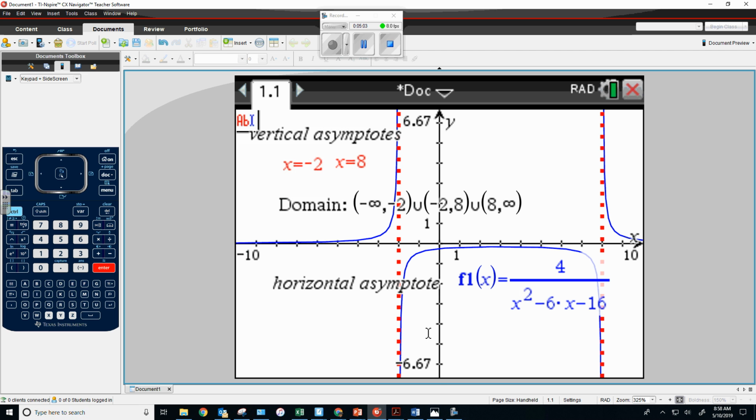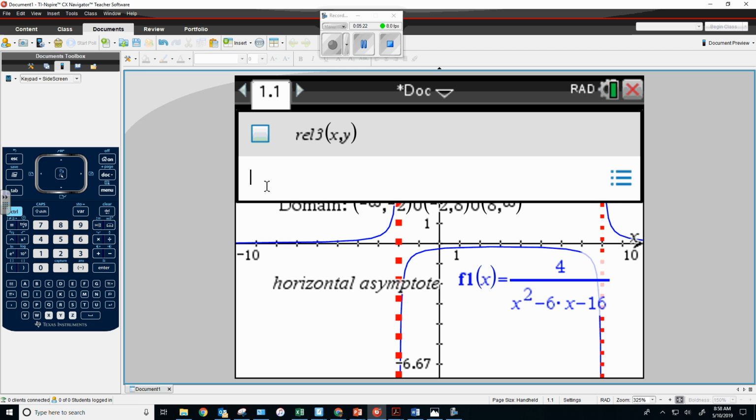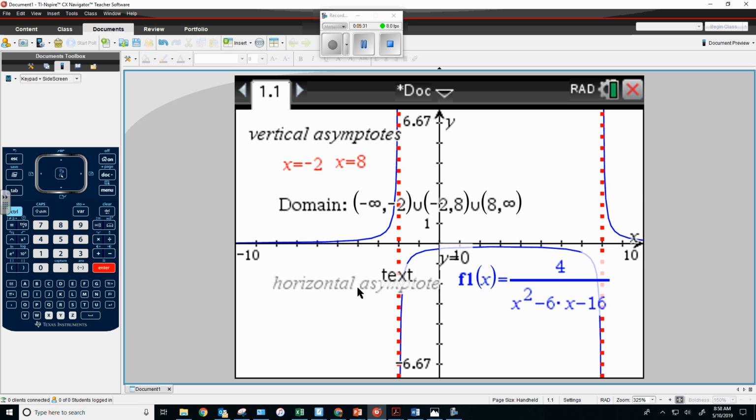If you look at the function from the y-axis, you'll see that there is an asymptote. It never crosses 0. So I have a horizontal asymptote at y equals 0. And let me go ahead and add that in. Let's see if it'll let me type it here. Looks like that didn't work.